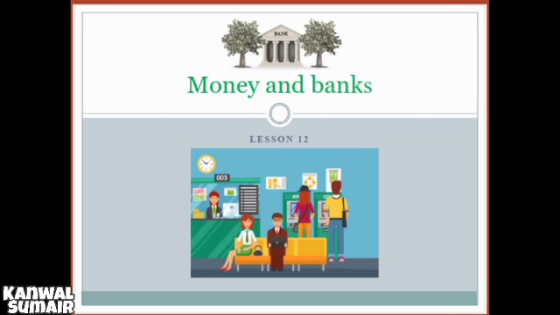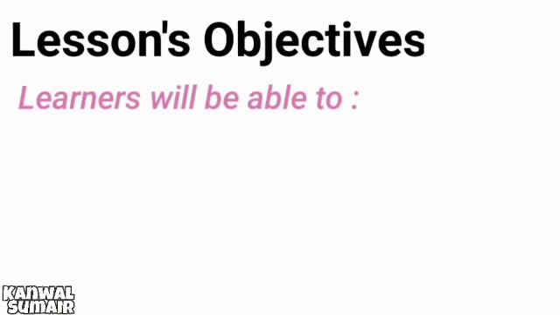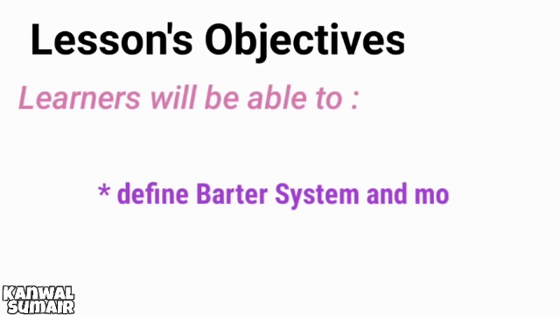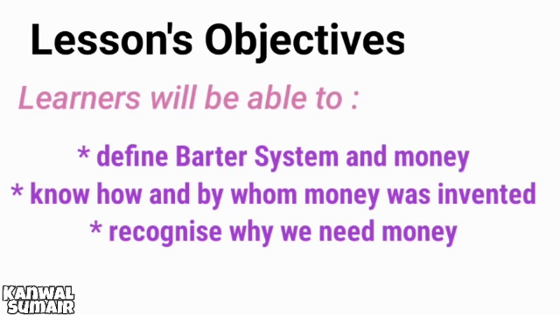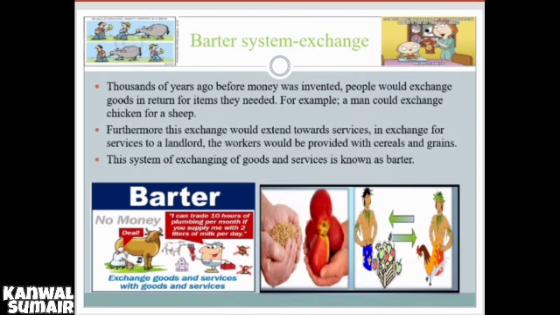Today we are going to start the chapter Money and Banks, which you can find in your social studies textbook on pages 41 till 45. By the end of the lesson, you will be able to define barter system and money. You will also be able to know how and by whom money was invented, and you will recognize why we need money.